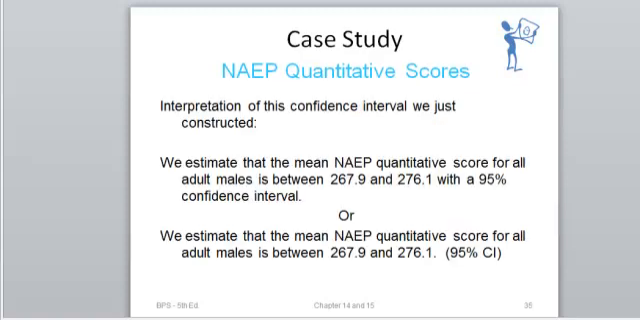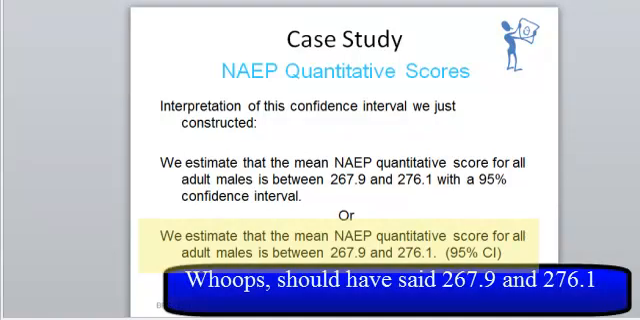And here are the different ways we can interpret our problem. We estimate that the mean NAEP quantitative score for all adult males is between 267.9 and 276.1 with a 95% confidence level. The other way you could write it up is to say something like this: we estimate that the mean NAEP quantitative reasoning score for all adult males is between 267.9 and 276.1 with a 95% confidence level.